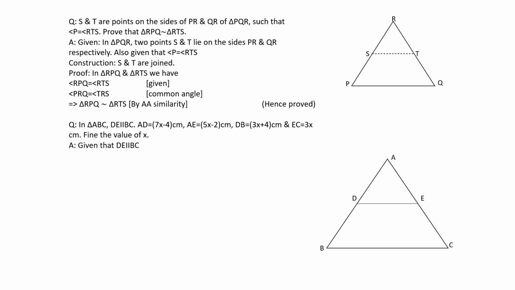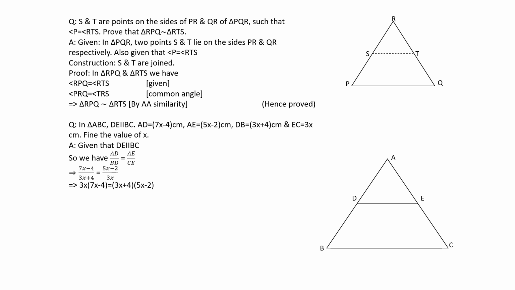So it is given that DE is parallel to BC. Since DE is parallel to BC, we can say triangle ADE is similar to triangle ABC. So we can write AD by BD equals AE by CE. By putting the values of AD and BD, we have (7x minus 4) by (3x plus 4) equals (5x minus 2) by 3x.